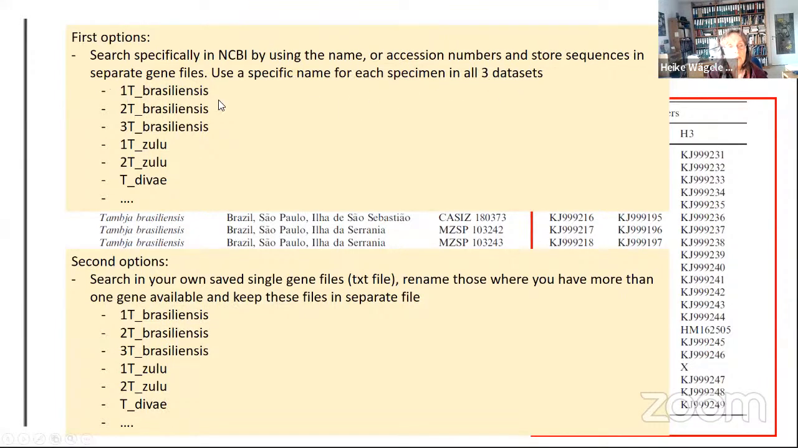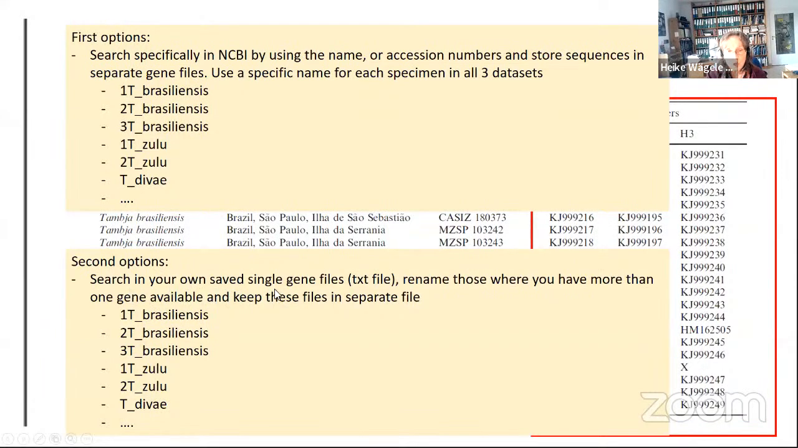That means you cannot say in CO1, you just use, let's say, T. brasiliensis, and in the 16S file, you just say T. brasiliensis, or you have to find a name that is really unique then for the concatenated data set for these sequences. So this is also very important to think about.